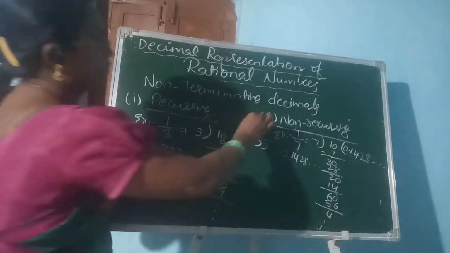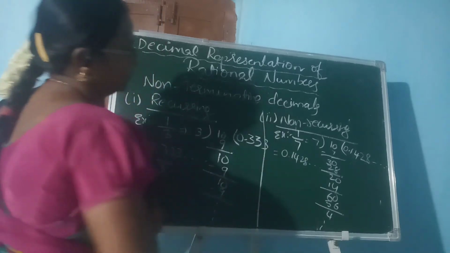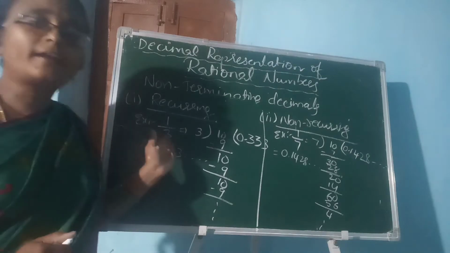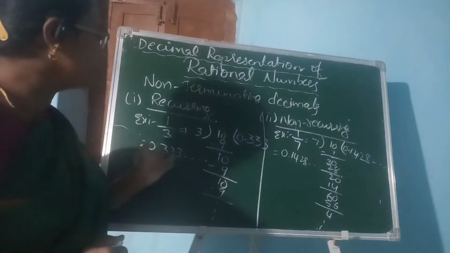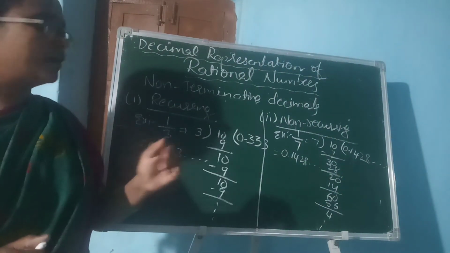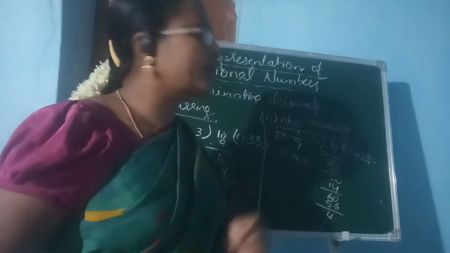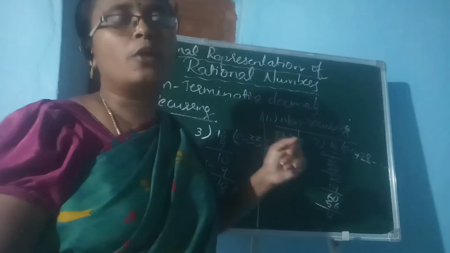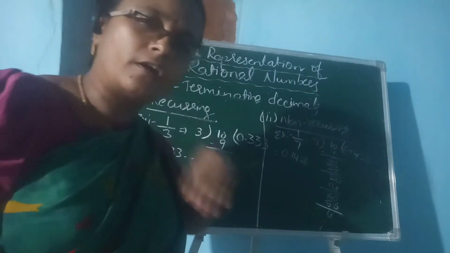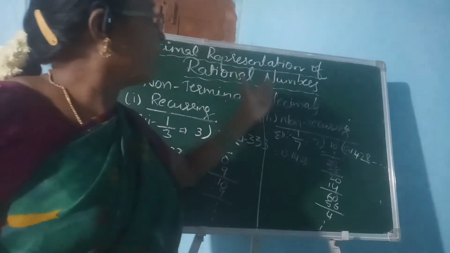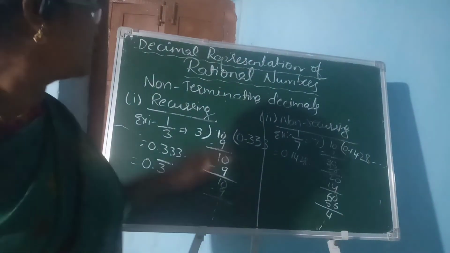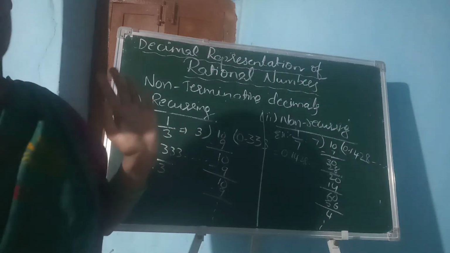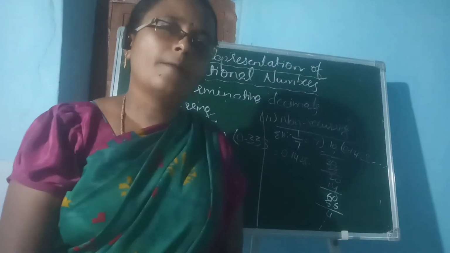So look here. For this, though it is a non-terminating decimal, the same digit is repeating in the quotient. But if you come to the non-recurring decimals, here in the quotient we are not getting any similar value, but it is non-terminating. So it is called a non-terminating non-recurring decimal. The other is a non-terminating recurring decimal or repeating decimal. I think you get it clearly.